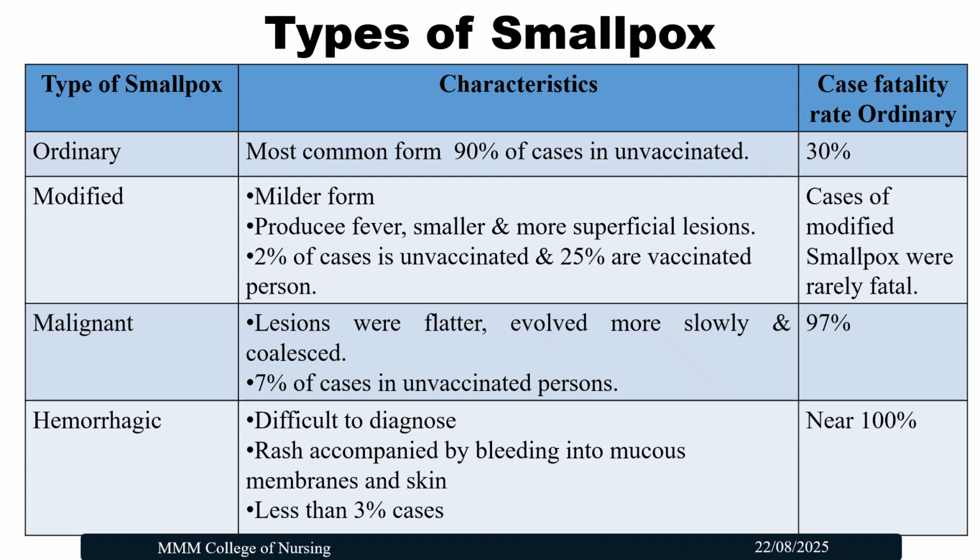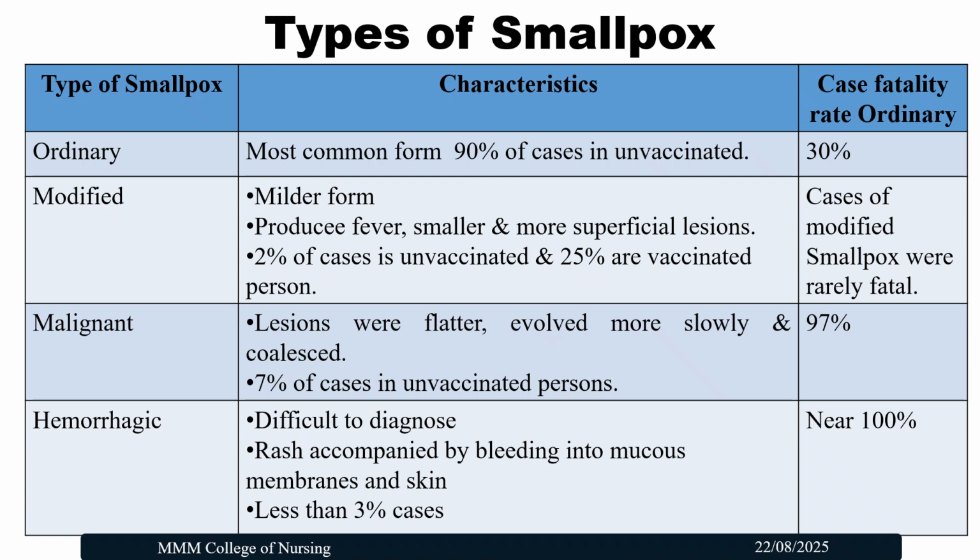Ordinary. The ordinary type is the most common form, 90% of cases in unvaccinated people. The case fatality rate for ordinary is 30%. The modified type has characteristics like a milder form and produces fever, with smaller and more superficial lesions. It occurs in 2% of cases in unvaccinated and 25% in vaccinated persons. Cases of modified smallpox were rarely fatal.